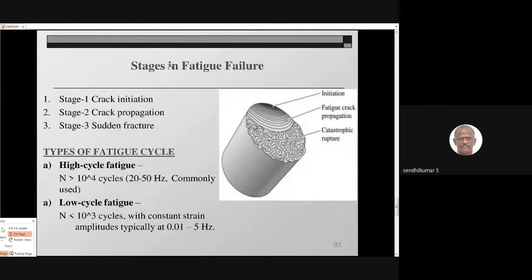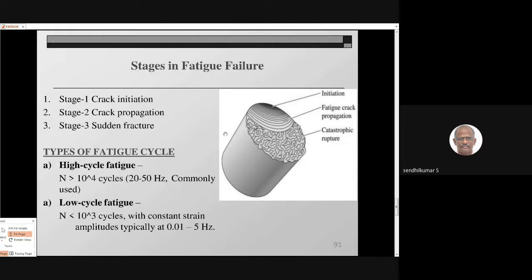During this, at one end the specimen fails. The stages in fatigue failure are crack initiation, crack propagation, and then finally failure. You can see the black spot here. That black spot we call the initiation. Slowly the crack grows as the stress cycles increase. That we call fatigue crack propagation. As the number of stress cycles increases, the failure occurs.